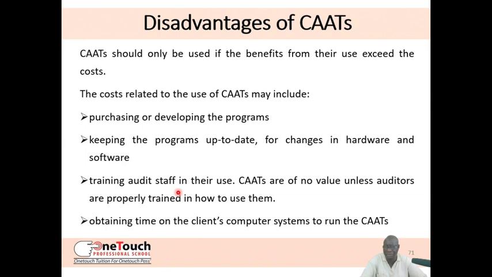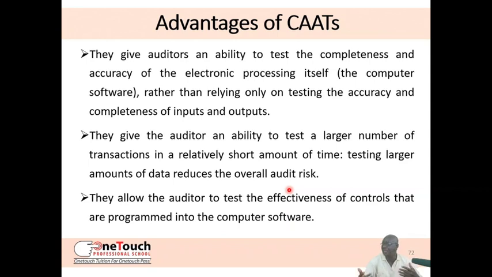The staff need to use it well. So proper training of the staff is also a cost. Obtaining time on the client's computer system to run the CATs. Yes, when you go to your client, you are going to ask them to give you their system so that you can use your software to interrogate. But how? The time that will be spent by you in extracting those from your client, and the client will also be wasting time waiting for you to do all those things.